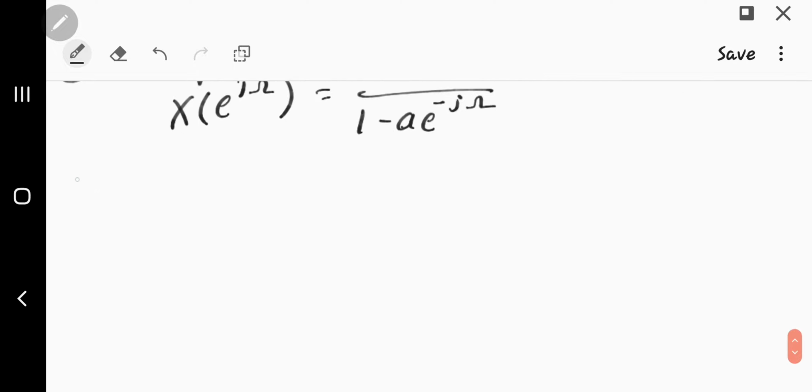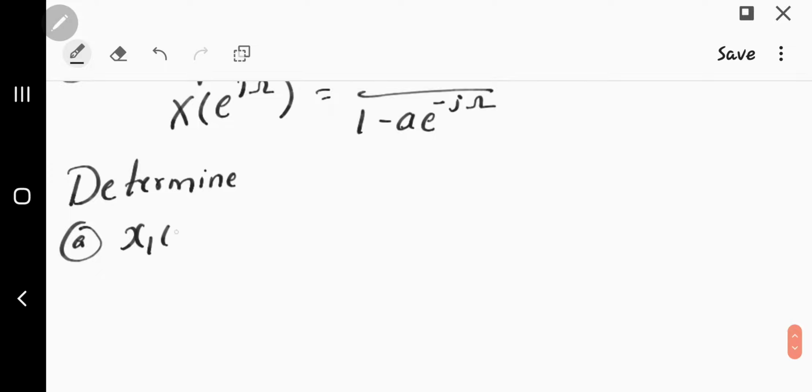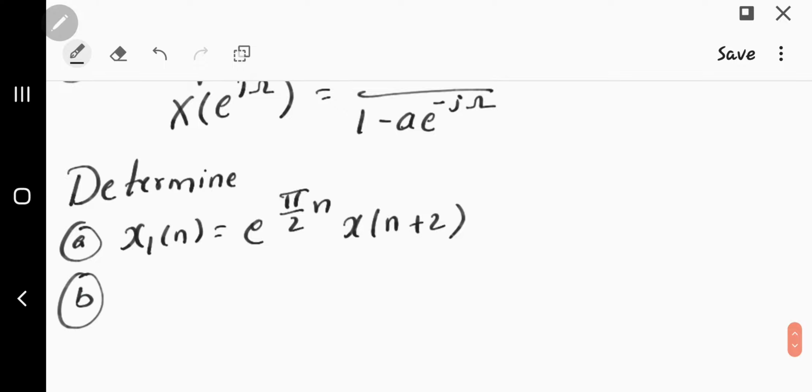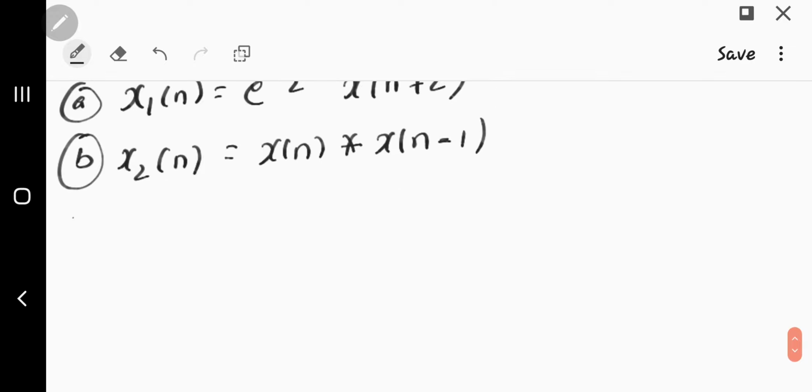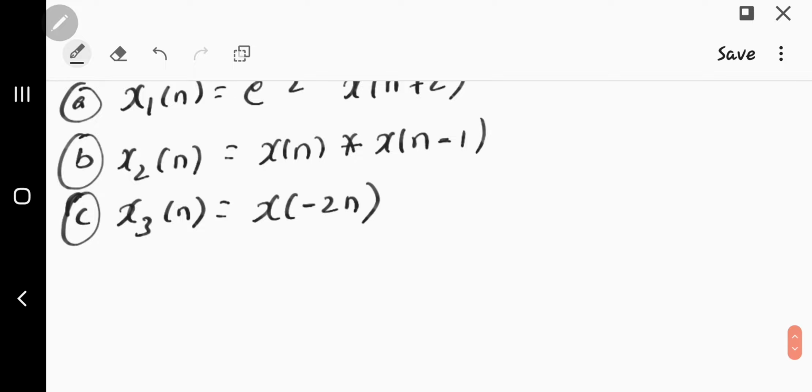Now for this one we have to determine, so first one is x1 of n is equal to e to the power of pi by 2n into x of n plus 2, and second one x2 of n is equal to x of n convolved with x of n minus 1, and third one x3 of n is x of minus 2n.